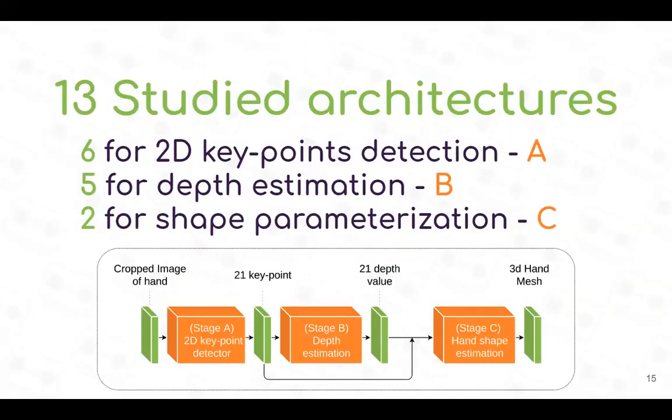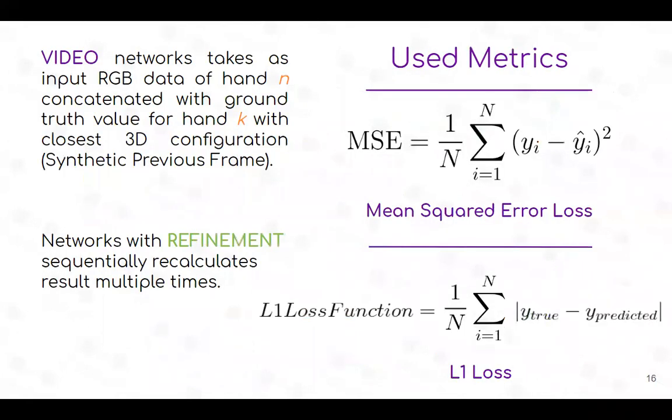So we introduce, let's say, 10.5 architectures out of 13 studied, because one of them is based on UNet, which is on the market, and 6 are for stage 2D key point estimation, 5 for depth estimation, and 2 for the search of parameters of the final shape. As the system is already kind of complex at that moment, we decided to use the same metrics everywhere for training and validation to make results more readable. And for each architecture, we tried the video approach and tried refinement.